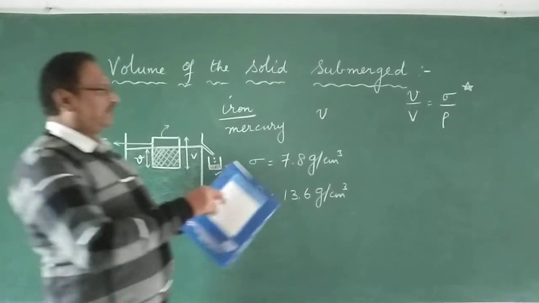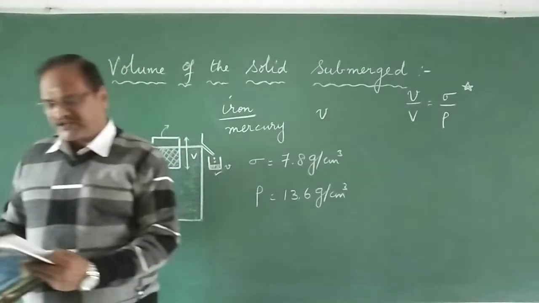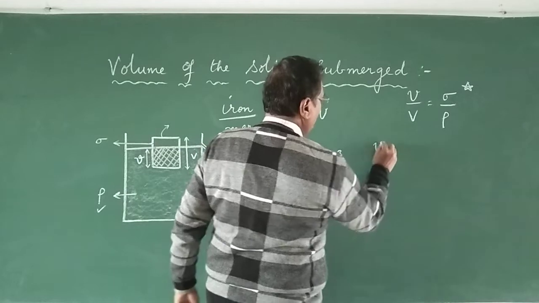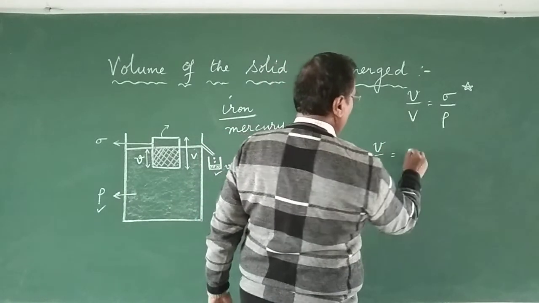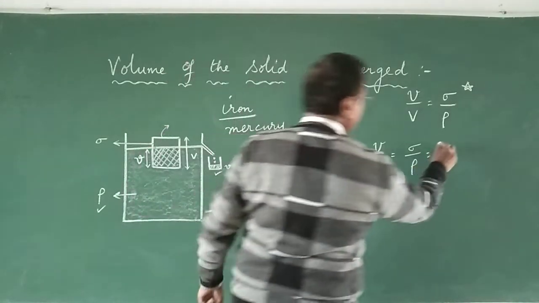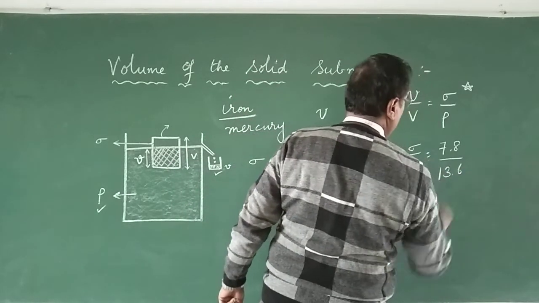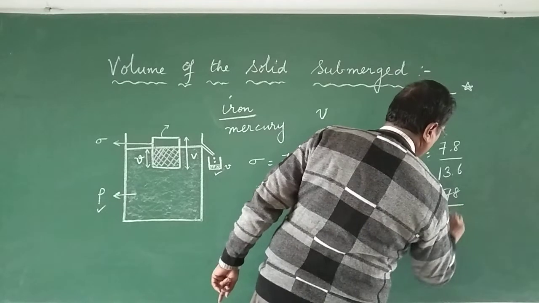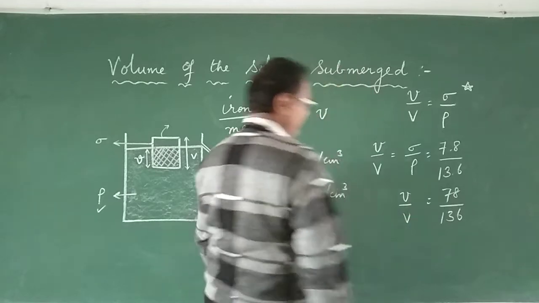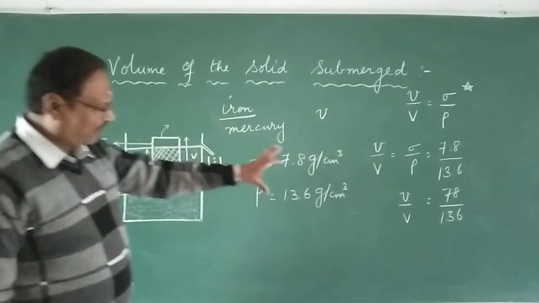With this we have to find out how much fraction is going to float. Very simple. v upon capital V is equal to sigma upon rho. Sigma is given to be 7.8 divided by rho, 13.6. That is equal to 78 upon 136. That is v upon V, where small v is the volume submerged and capital V is the total volume.